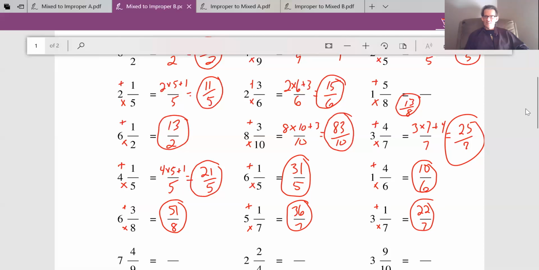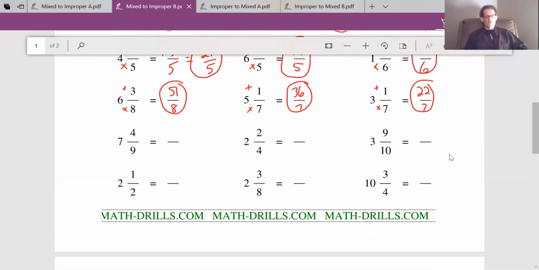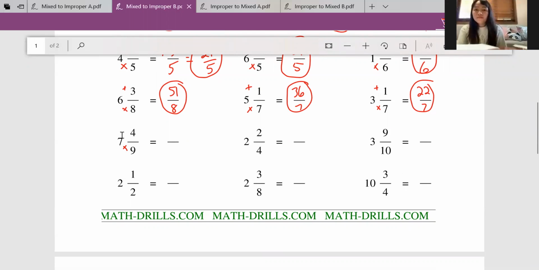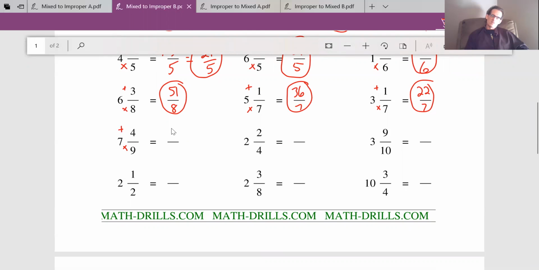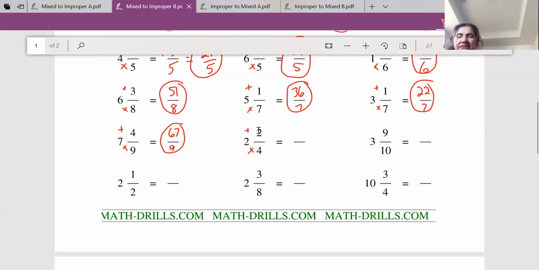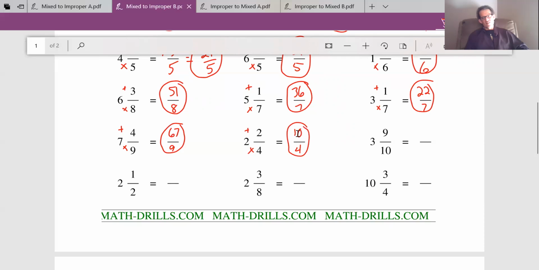Let's scroll down a little. A few more. Okay, 7 and 4/9. So 7 times 9 is 63. Plus 4 is going to be 67 over 9. Here's 2 and 1/2. 2 times 4 plus 2 is 10 over 4. Here's 3 and 9/10. So 30 plus 9, 39 over 10.